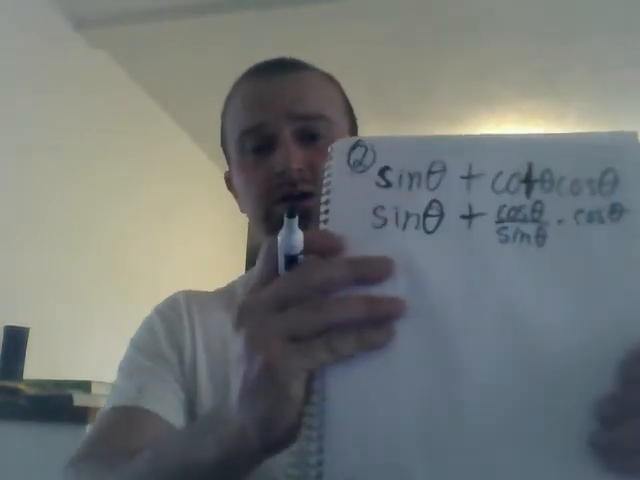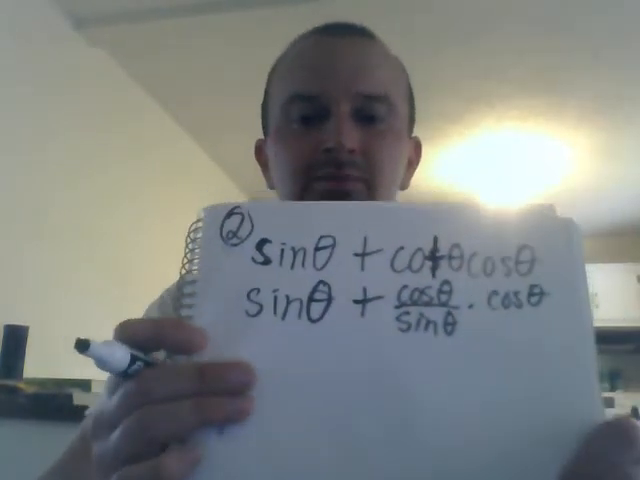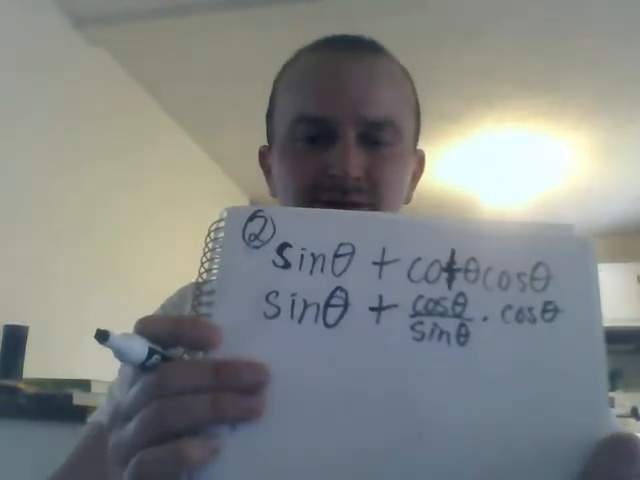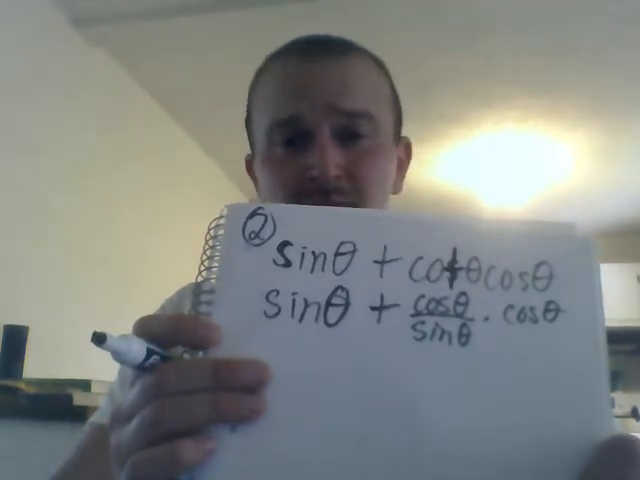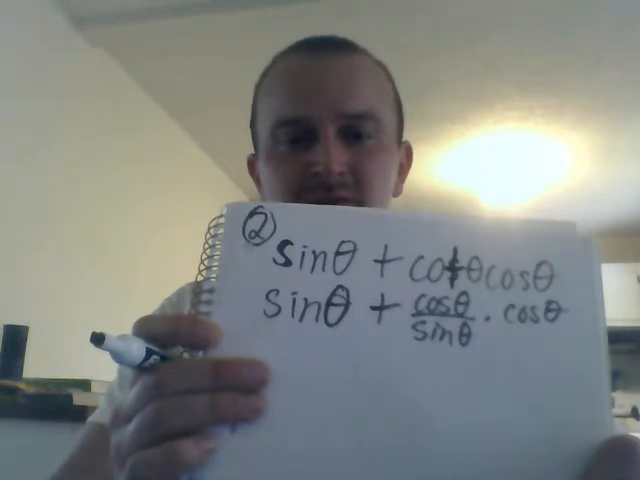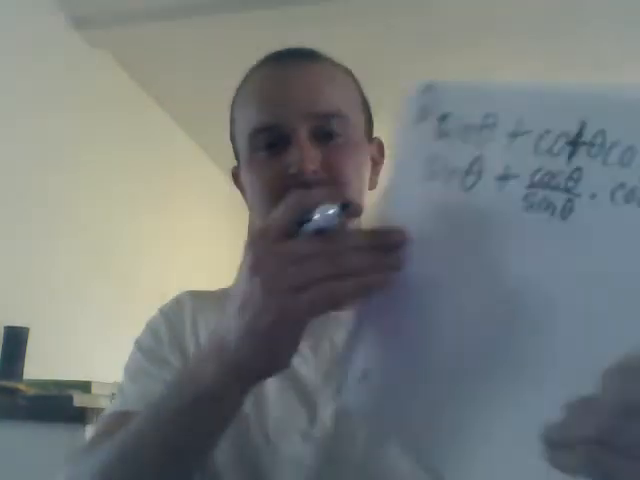So we've got that right there. Now that I've gotten the like terms, I'm going to multiply that second part. So I'm going to multiply cosine of theta over sine theta times cosine theta. So the first part will not change at all, sine of theta. But now we'll have plus cosine squared of theta, all over sine of theta.